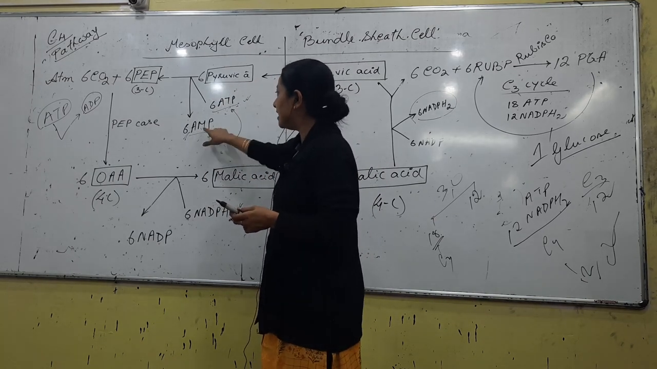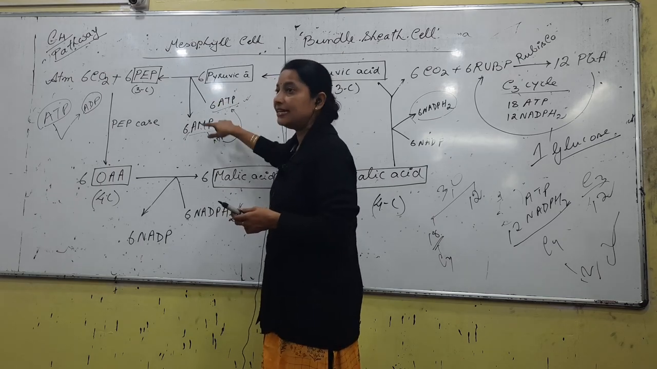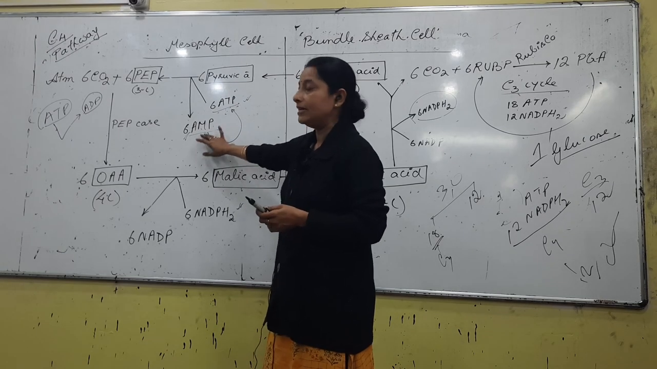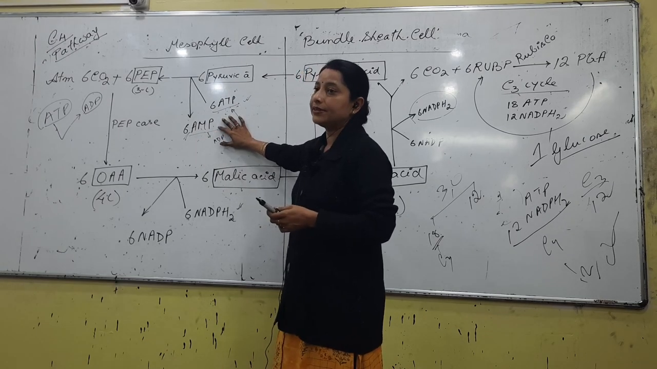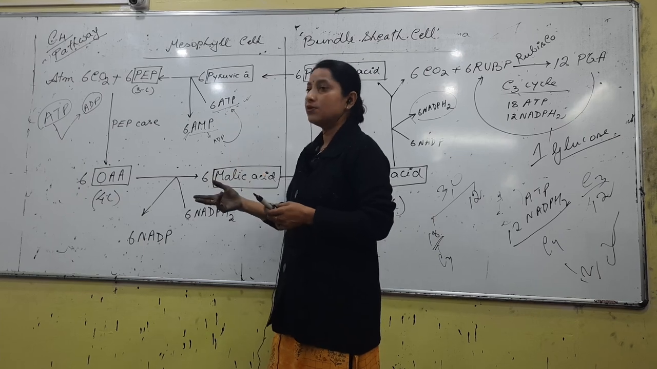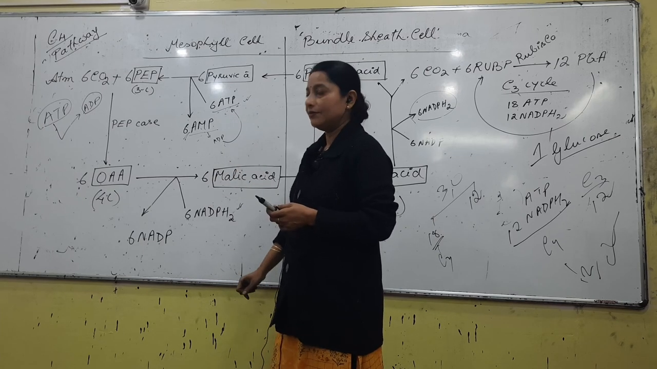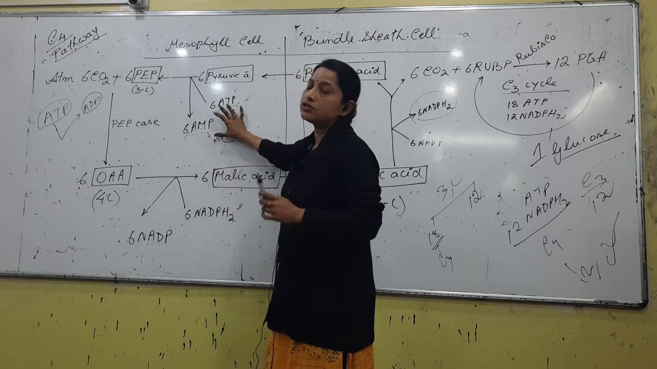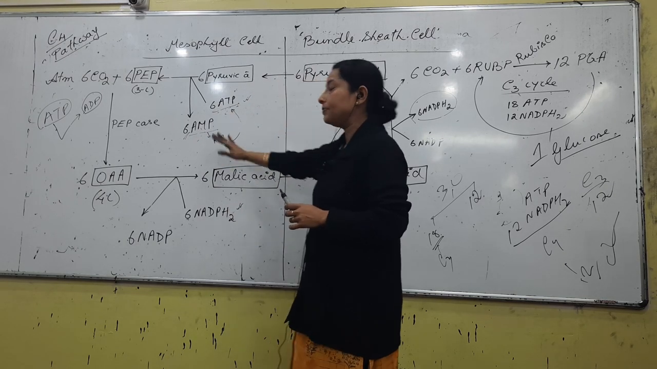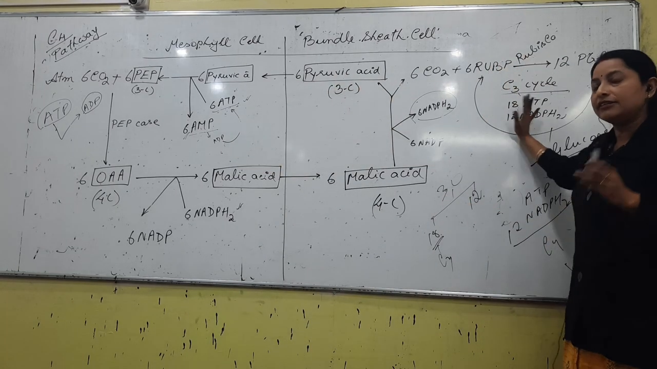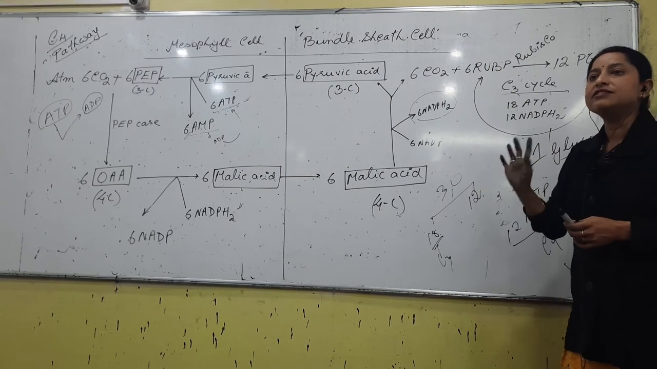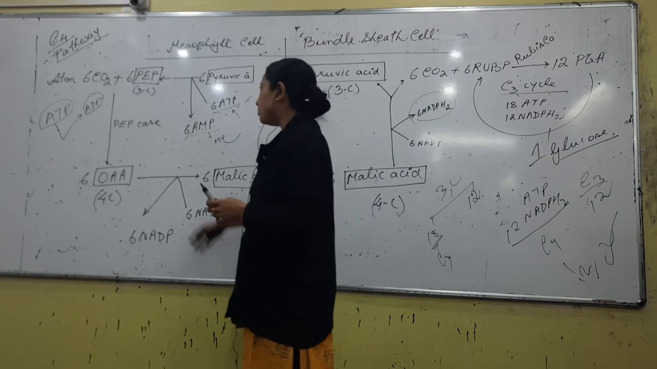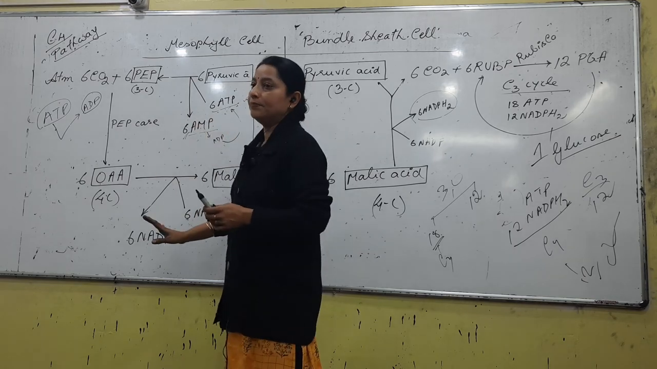When ATP is used, it takes one phosphate and ADP forms. But in this reaction, what have we seen? Instead of ADP, what we have seen is monophosphate. To go from monophosphate to triphosphate, two ATP are needed. Right? So this gives the calculation 6 into 2 is equal to 12. So 12 ATP consumed in this part, 18 ATP consumed in this part, total 30 ATP consumed in C4 cycle. Clear? Okay.